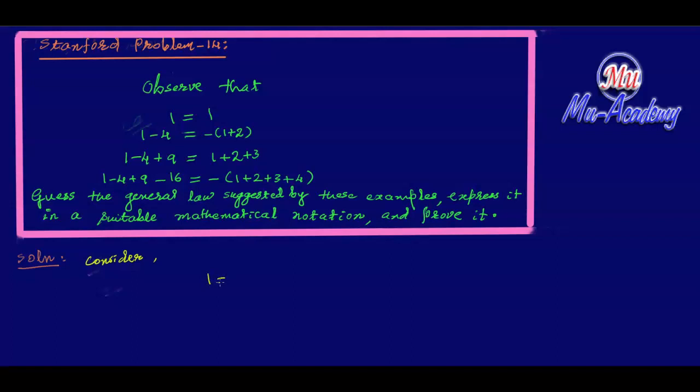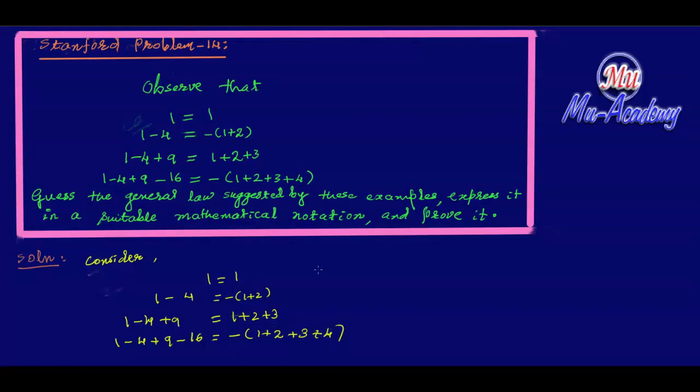1 equal to 1, which I can write down as given in the problem, that is 1 minus 4 equals minus 1 plus 2, and 1 minus 4 plus 9 equal to plus 1 plus 2 plus 3, and the fourth line, which you can write down, 1 minus 4 plus 9 minus 16 equal to minus into bracket 1 plus 2 plus 3 plus 4.